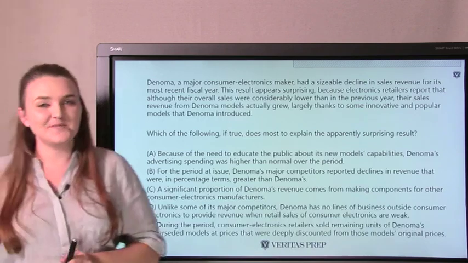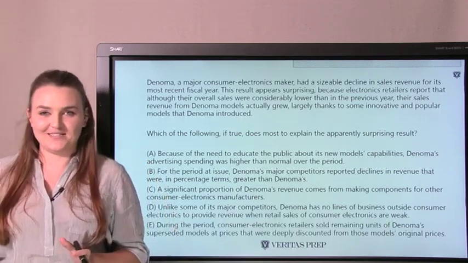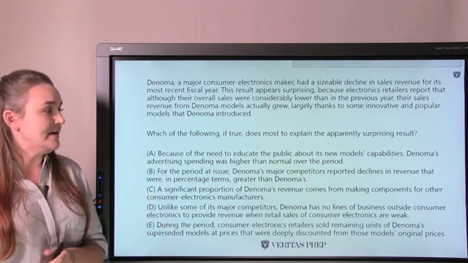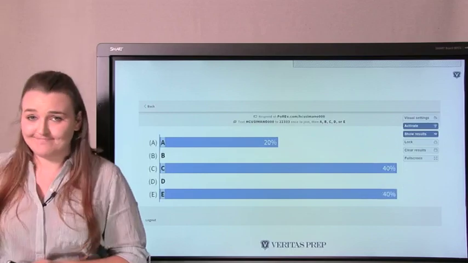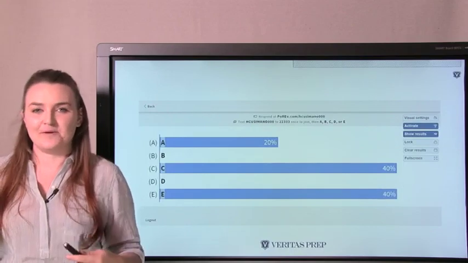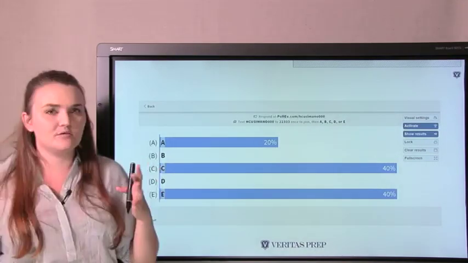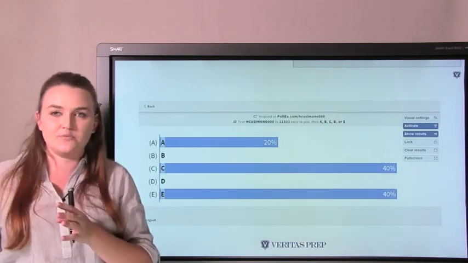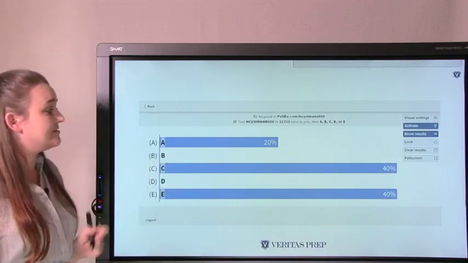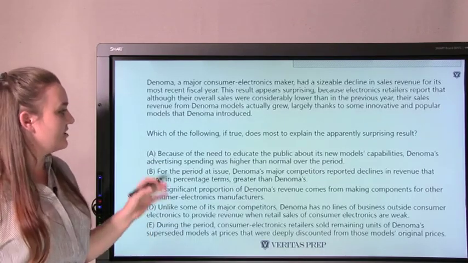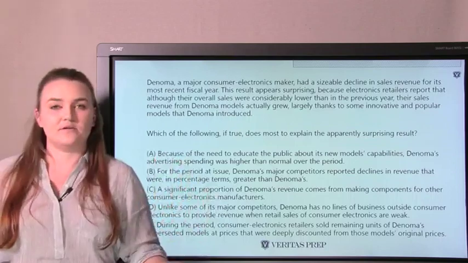All right, so this one's been a pretty fun one to follow in the polls. It looks like we've got a little bit of indecision. We've got quite a bit of dispersion. So let's make sure that we key in on where our opportunities for improvement stand, according to what convincing wrong answer you may have been convinced by. So if we keep this in mind, we're looking for which of the following explains the apparently surprising result.